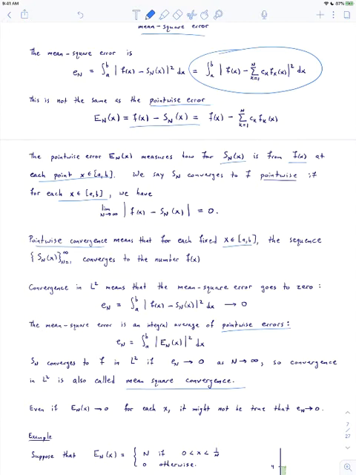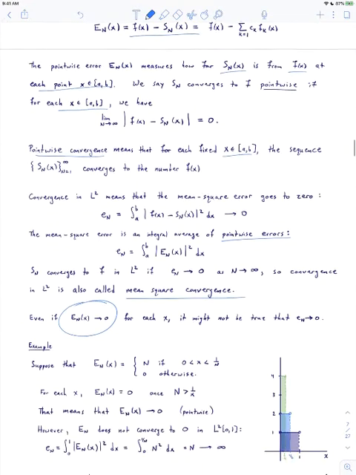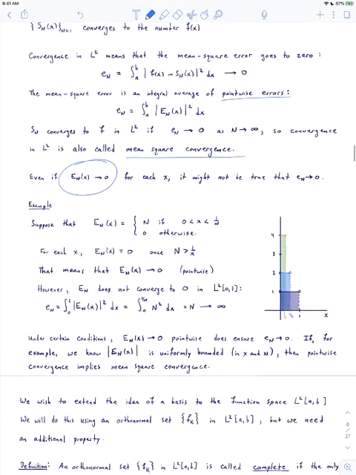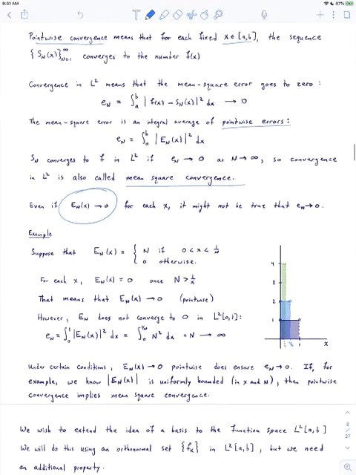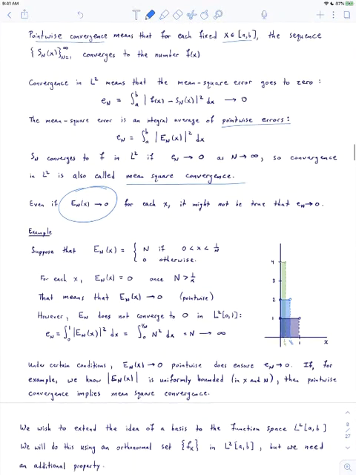Even if the pointwise error goes to 0, so even if you have pointwise convergence, it might not be true that you get mean square convergence. Let's look at this example. Suppose that you've computed the pointwise error, and suppose that you found that the pointwise error is equal to n if x is between 0 and 1 over n, and 0 otherwise.